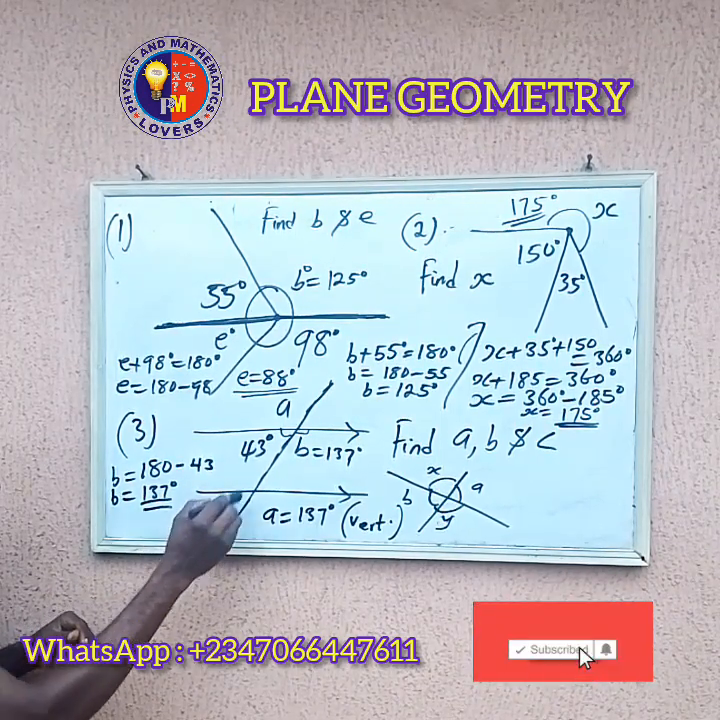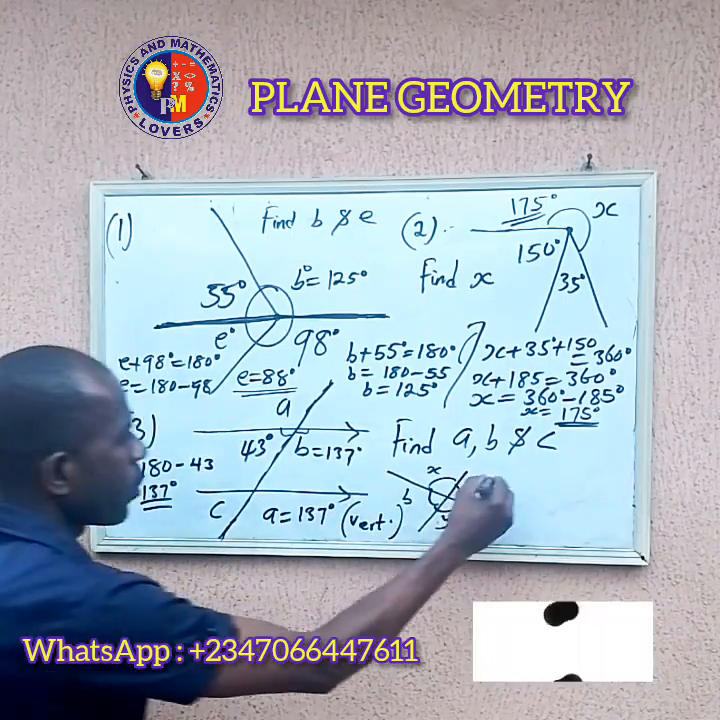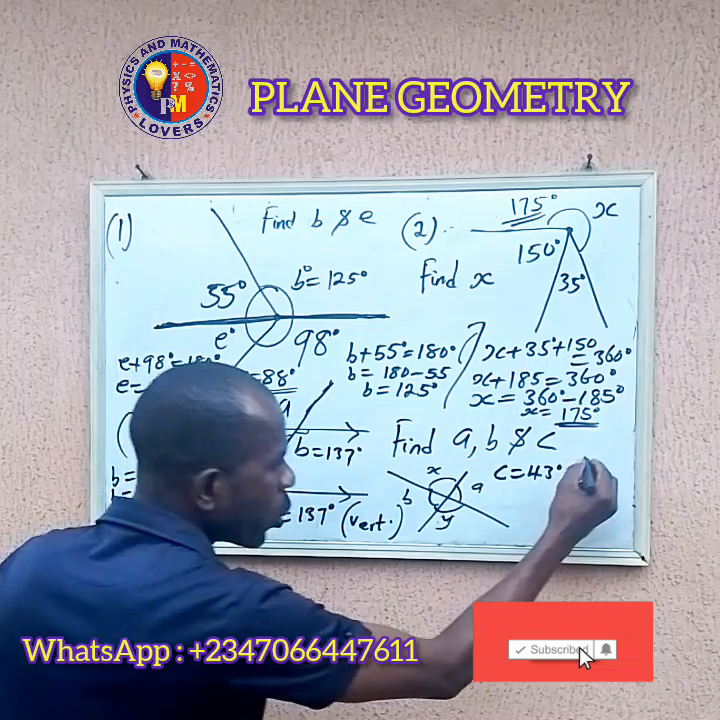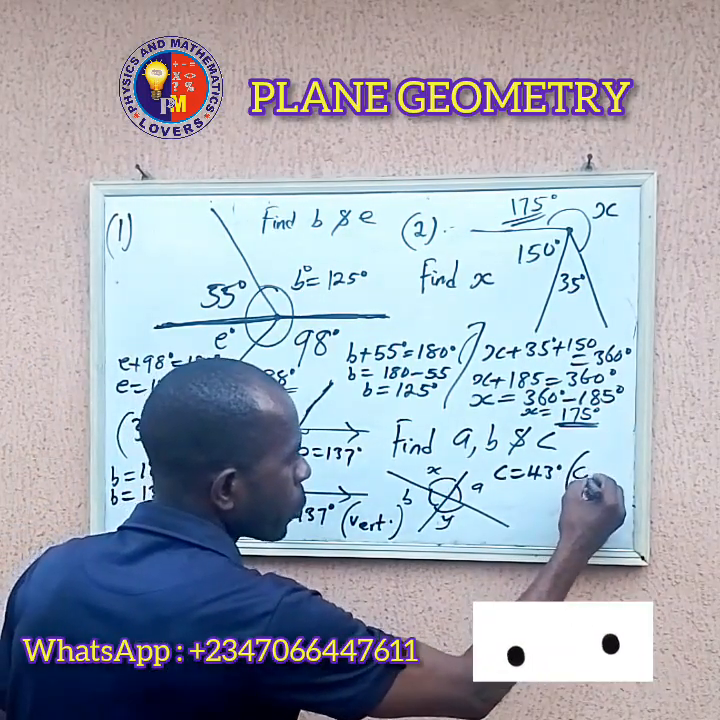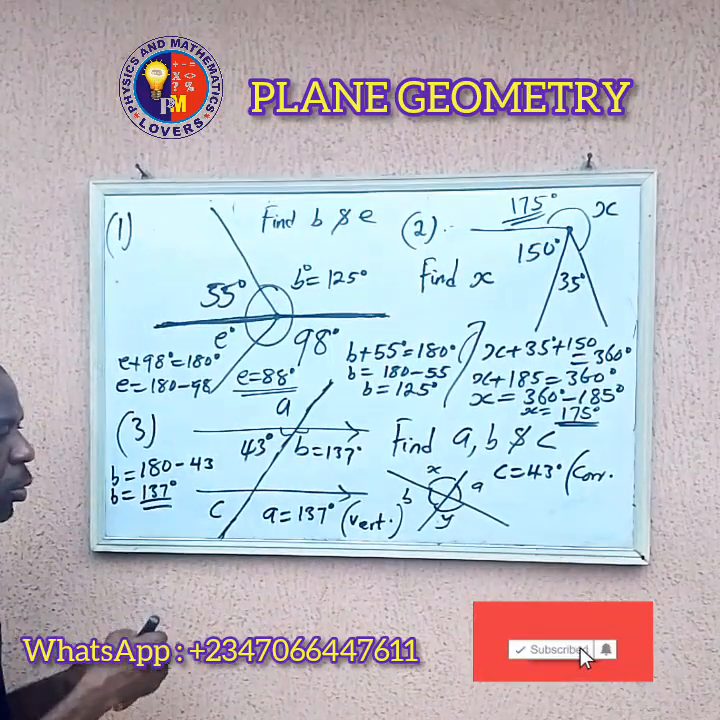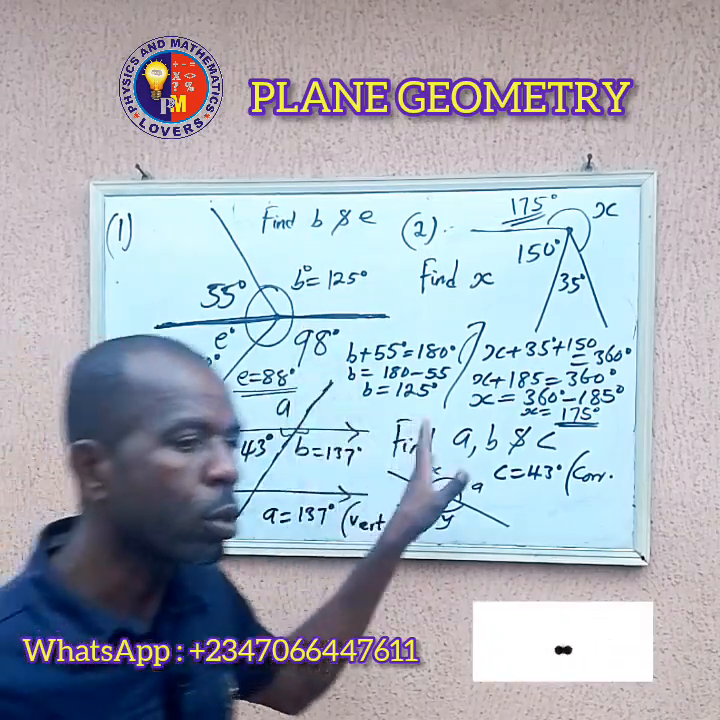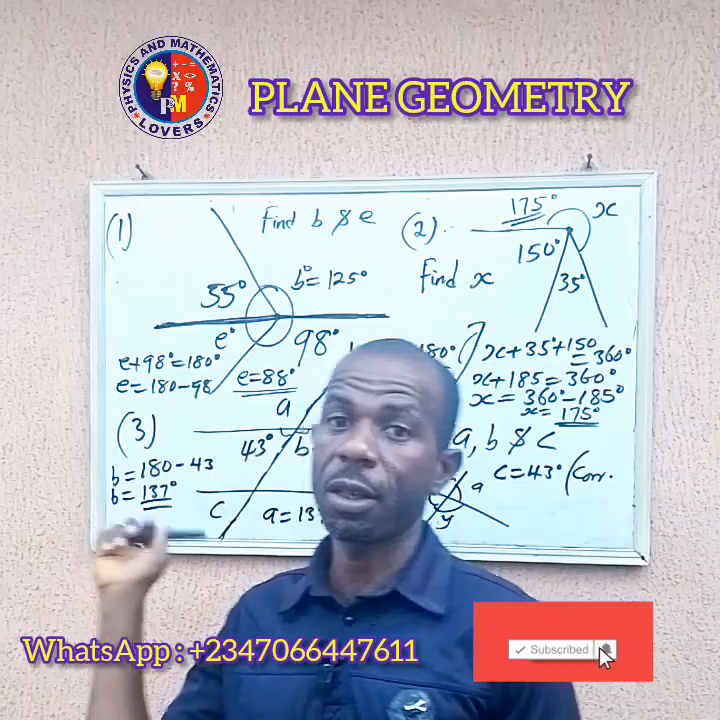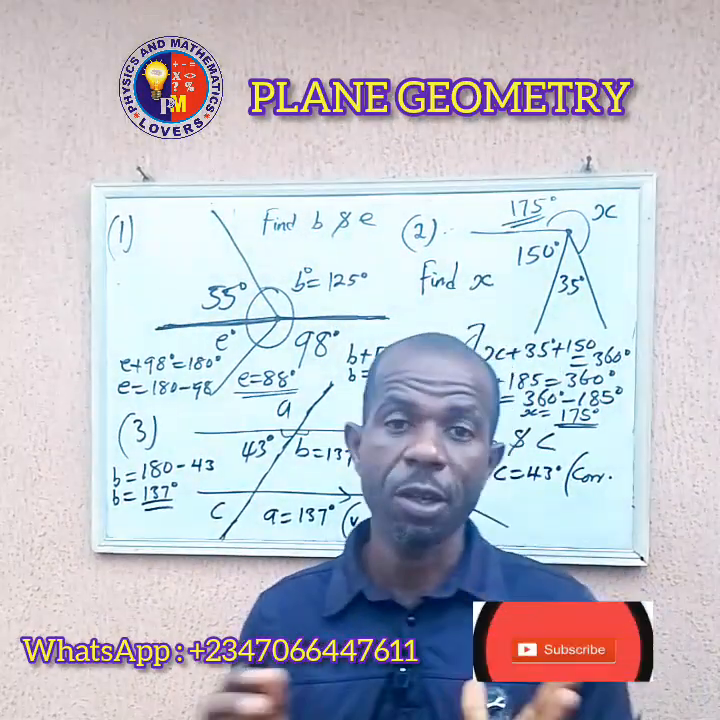So C is equal to 43 degrees. Don't forget, you must put your reason. The reason is corresponding angles. So this is how you solve these simple geometric questions. They are elementary. Even sometimes in grade 3, we have them in their scheme, these particular questions. So these are very simple.